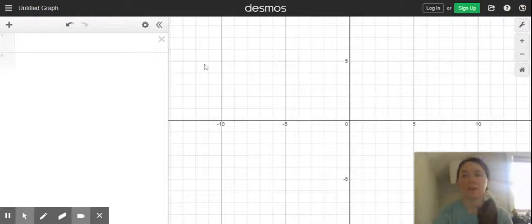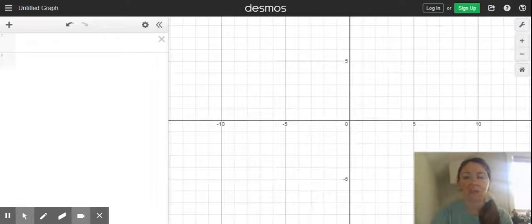Hi guys, this is a quick tutorial on how to use Desmos to graph a system of equations and how to change the scale on Desmos so that we can find that point of intersection. I'll also go over how to add labels to both our x and y axes.